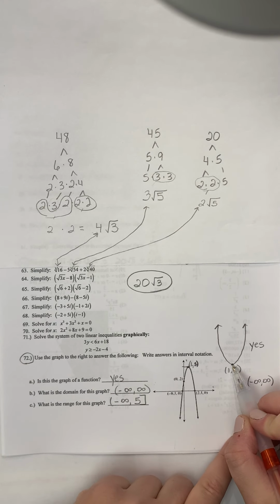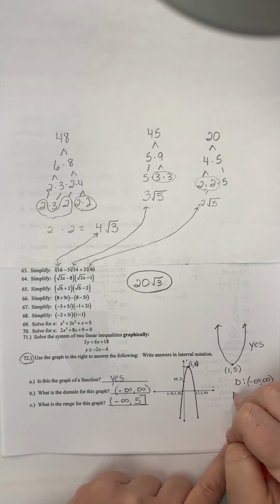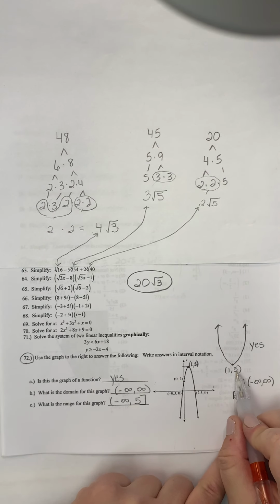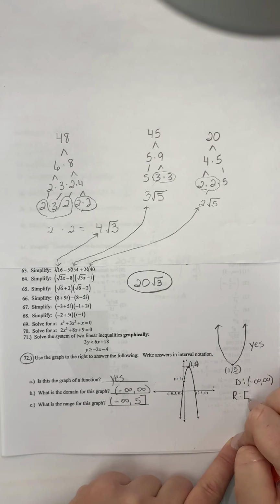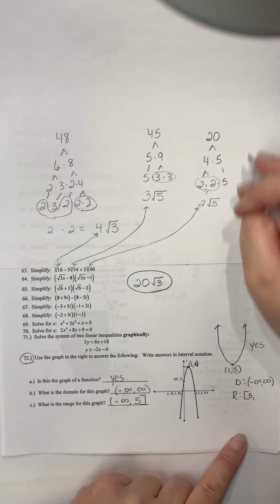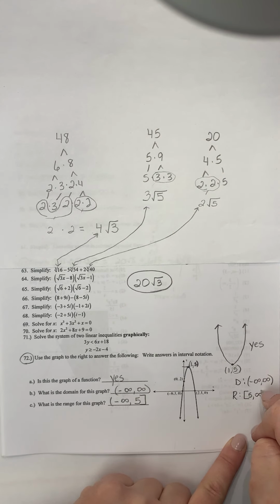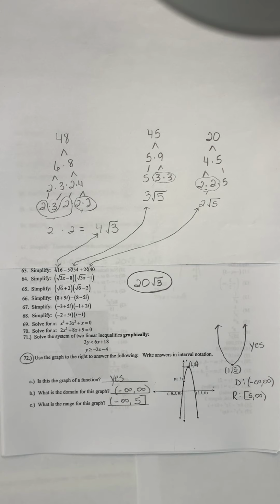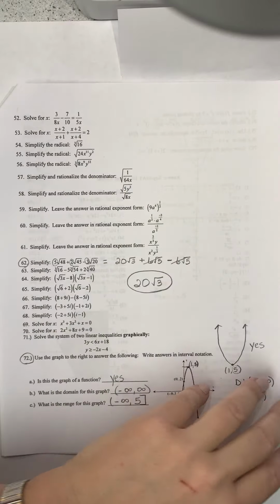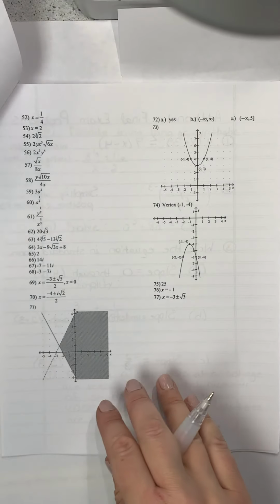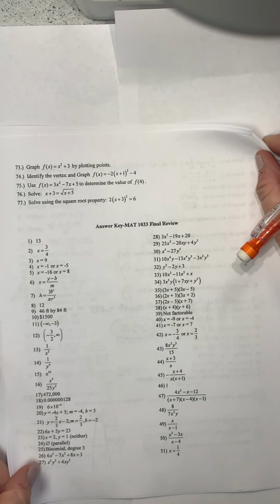Now what about the open parabola? Here, we're starting at 5 and we're going to infinity. And so that would be the range for the one opening, okay? That would be that guy. All right, well, we just have one more typed problem. We can find it over here in the back, okay?